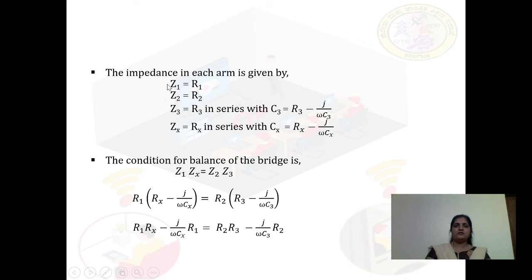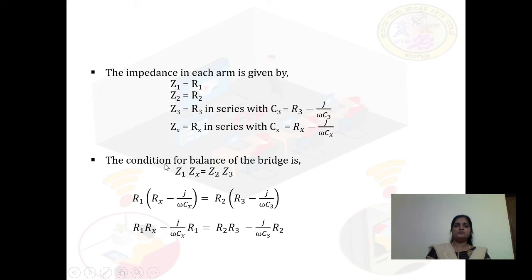In order to write the bridge balance equation, first we have to analyze each arm. The impedances of the arms are Z1, Z2, Z3 and Zx, where Z1 is equal to R1, Z2 is equal to R2, and Z3 is R3 in series with C3, that is R3 minus j divided by omega C3. Similarly, Zx is Rx in series with Cx, which is equal to Rx minus j divided by omega Cx. These are the impedances of the four arms.